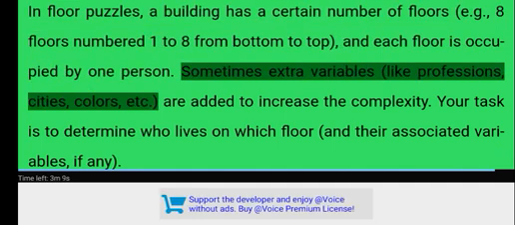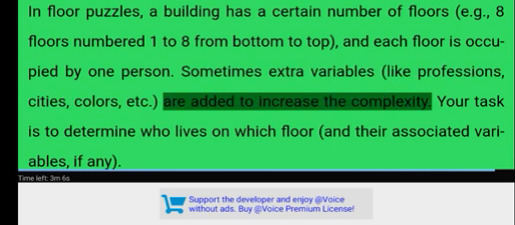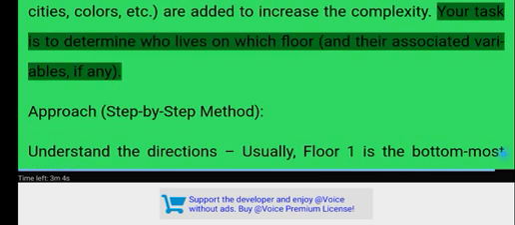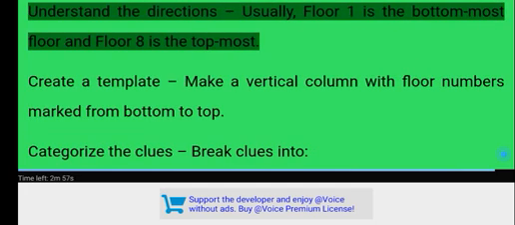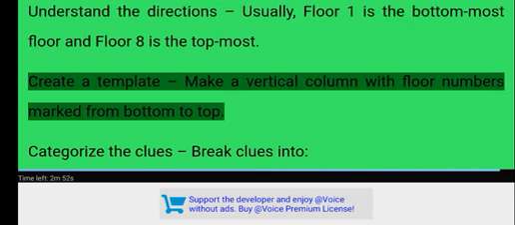Sometimes extra variables like professions, cities, colors, etc. are added to increase the complexity. Your task is to determine who lives on which floor and their associated variables, if any. Approach, step-by-step method. Understand the directions. Usually, floor 1 is the bottommost floor and floor 8 is the topmost. Create a template. Make a vertical column with floor numbers marked from bottom to top.